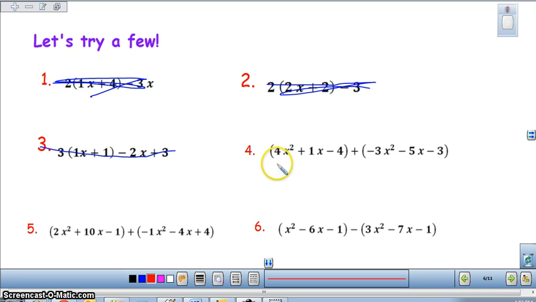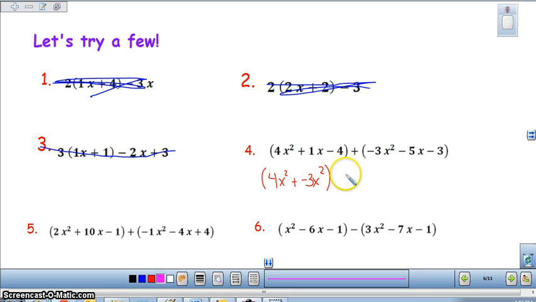So we're going to try a few. Pause it if you need to. We're going to regroup them. When we regroup, again, this might be done with algebra tiles in class, we're going to put our x squareds together. 4x squared plus a negative 3x squared.